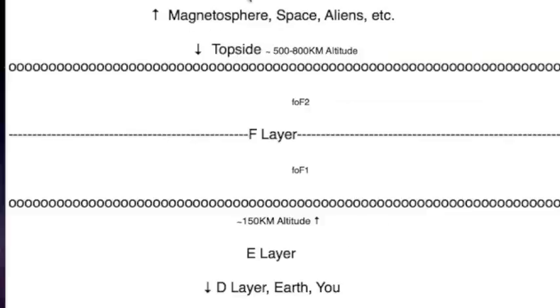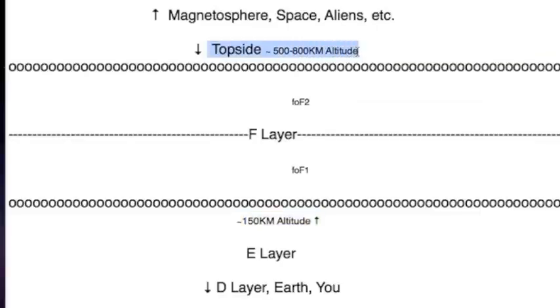Now in this little chart here, up is space, down is Earth. In between the O lines is the F layer right there, between about 150 kilometers above the surface, and the topside is about 500 to 800. What we're going to be measuring here when we go back to the digisondes is the critical frequencies of the foF1 layer and the foF2 layer.